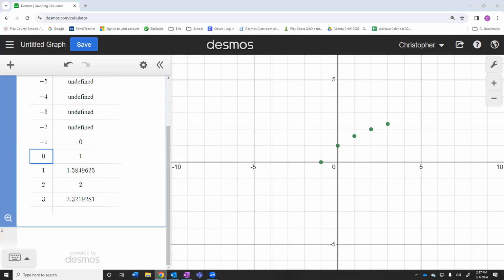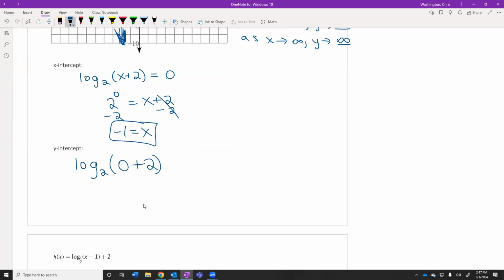If you need to type this in the calculator, maybe you didn't graph this first, and you just want to find the y-intercept without graphing it. For the TI-30, we're going to have to type it in this way: log of 0 plus 2 on top and log 2 on bottom, because we can't change the base in the TI-30. And we get 1 when you type that in the calculator. So we do cross the y-axis at y equals 1.